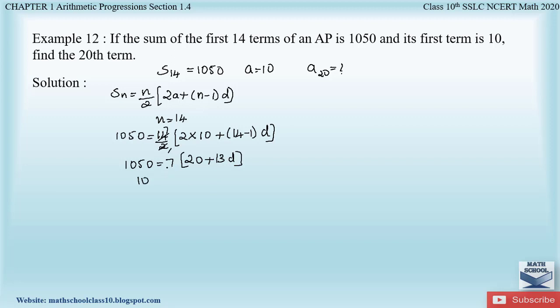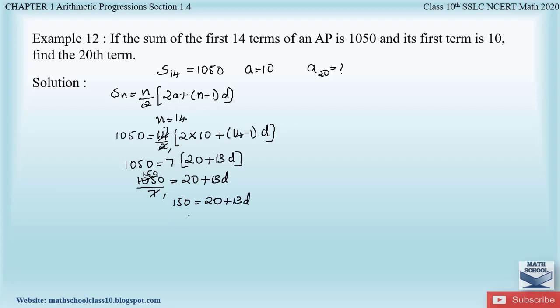If we transfer the 7 to the left hand side, we get 1050 divided by 7 is equal to 20 plus 13d. So 7 1 times 7, 7 5s are 35 and 0. So 150 is equal to 20 plus 13d.